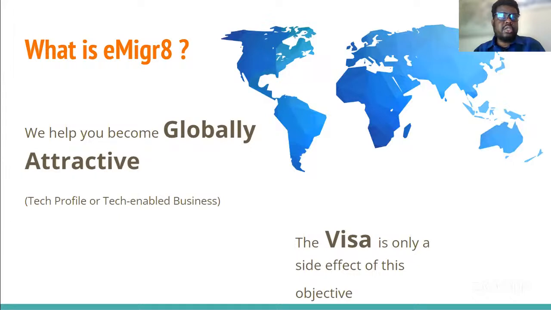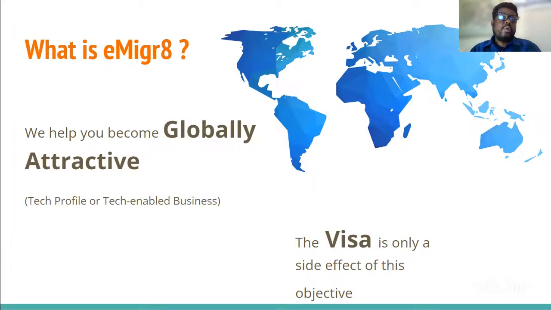So what is eMigr8? If you're a newcomer or joining for the first time, what we do is help you become globally attractive. How do we do this? We help you review your tech profile or your tech-enabled business profile in such a way that you're putting your best foot forward for all the opportunities out there. And the side effect of that is that nations will open their doors and extend visas to you. So the visa is only a side effect.